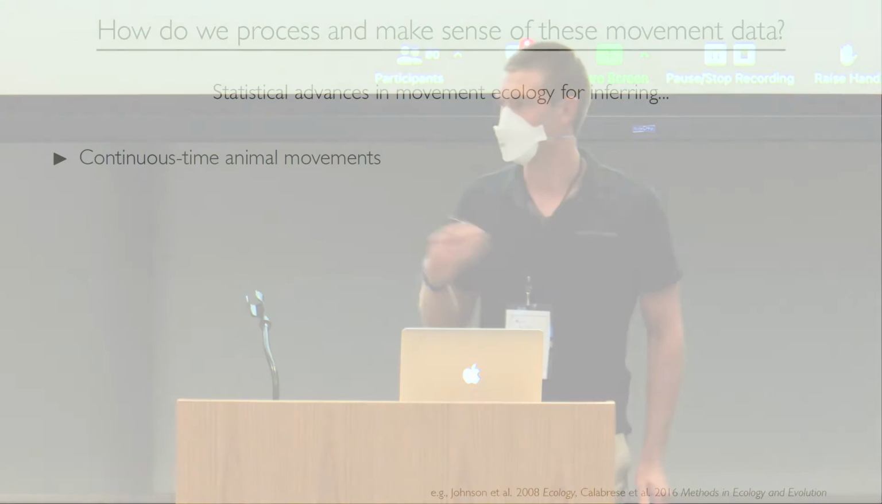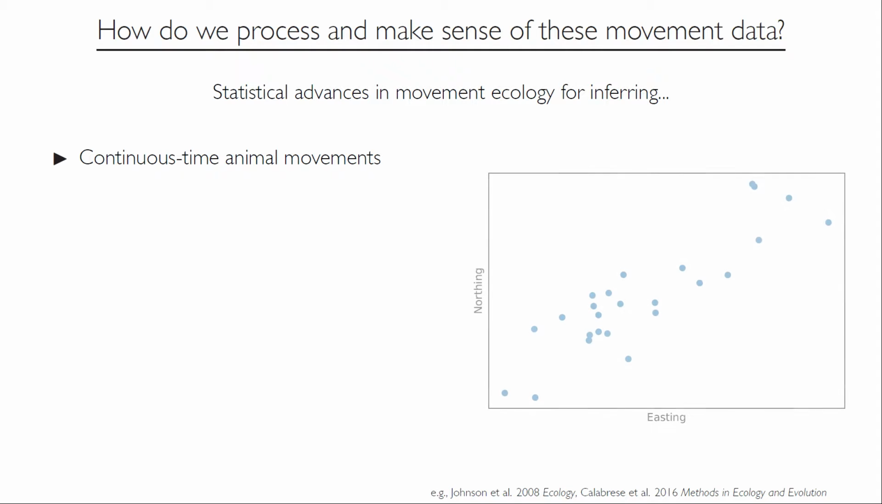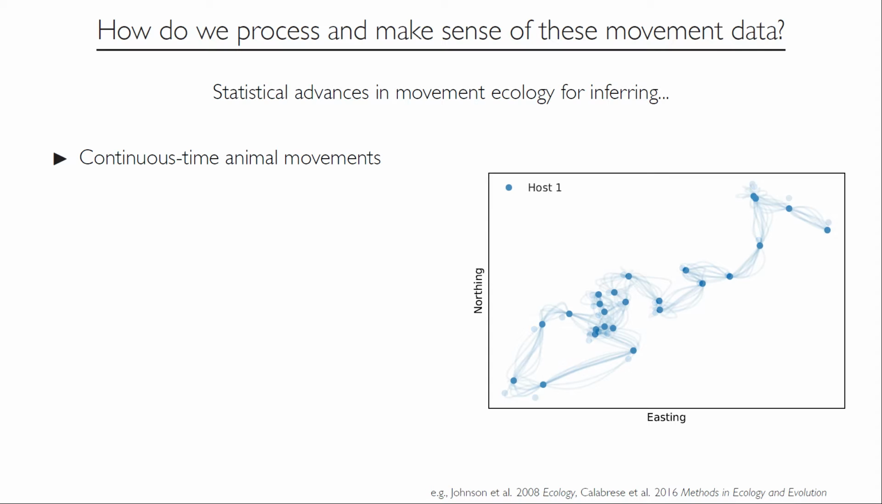Okay, so we have this glut of movement data at our fingertips. How do we process this data? How do we actually make sense of it? Fortunately, concurrent with these advances in movement technology, we're also seeing really cool advances in the field of movement ecology. I just want to focus on one of those today, and that's continuous time animal movement models. So what do these models do? Well, say you have some GPS data. This is a white-tailed deer moving through space. These are GPS fixes. What these continuous time animal movement models allow us to do is, with biological realism, predict continuous time movement trajectories from these animals and predict the inferred uncertainty in these movement trajectories as well.